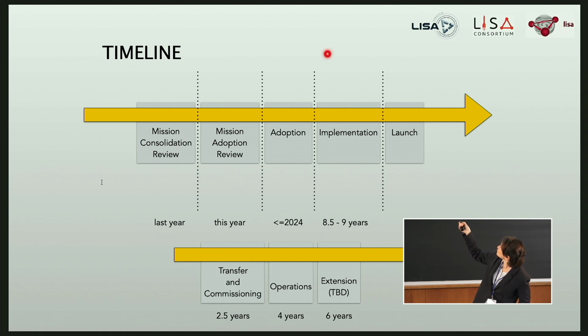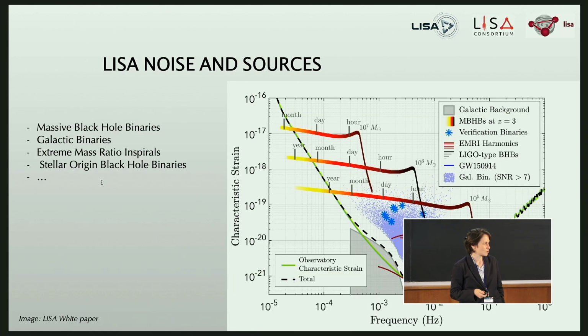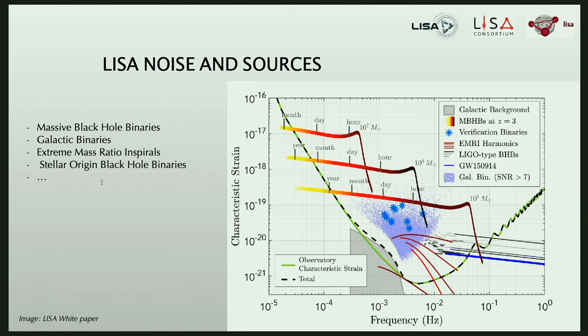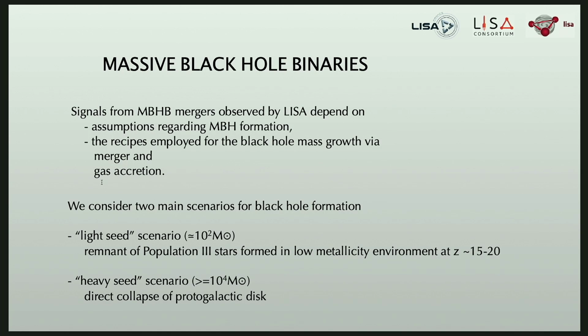So at the moment we are here at the mission adoption, which is happening right now, and we plan to launch it in 2034. So these are the sources that we are going to observe with LISA. They would be signals such as massive black hole binaries, galactic binaries, extreme mass ratio inspirals, and I'm going to talk about massive black hole binaries now.